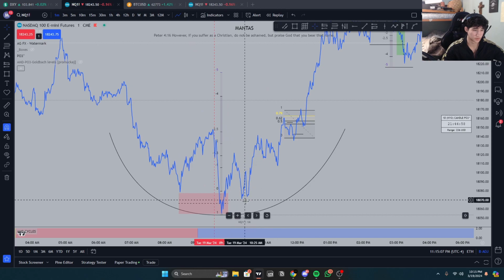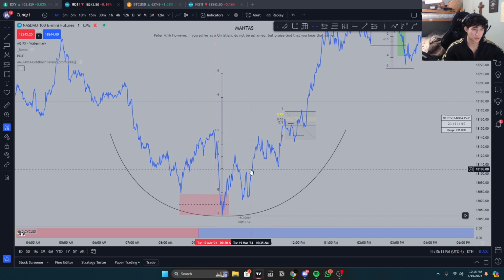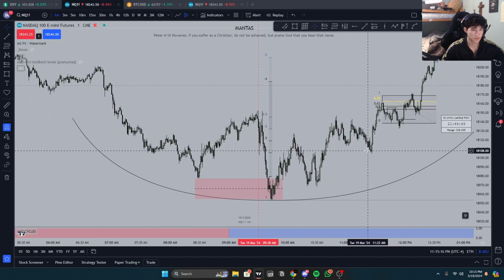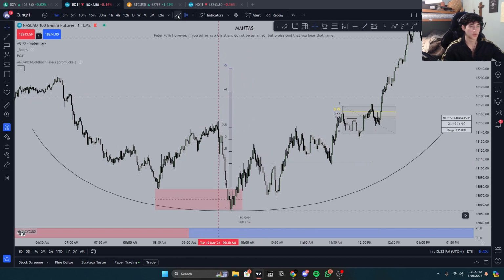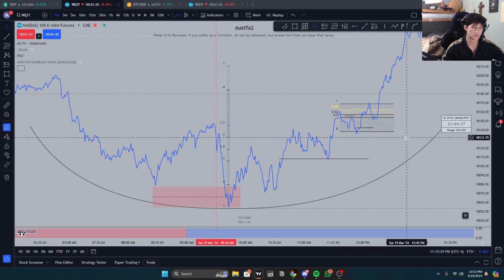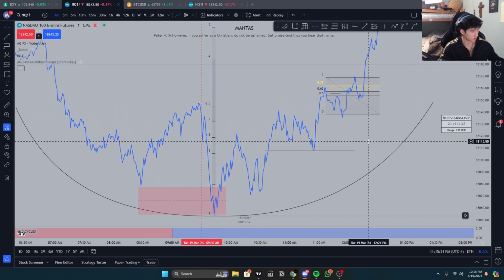First leg distribution, second leg redistribution. These plays in this zone right here. This is a mitigation block that I don't think we tapped into. Let's see, real quick. I just gotta confirm some stuff. No, this was a mitigation block. So we do have one right here that some people could have taken a trade off of. But if you don't know what market maker buy or sell models are, these are literally the best models. I love these models a ton.